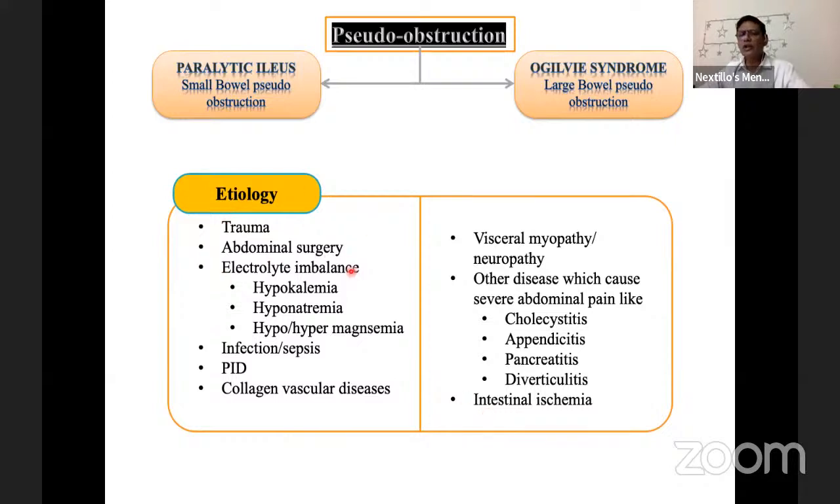Amongst these etiologies, the most important to remember are the different electrolyte imbalances, the hypokalemia, hyponatremia, hyper and hypomagnesemia, along with abdominal surgery or the post-operative functional obstruction.